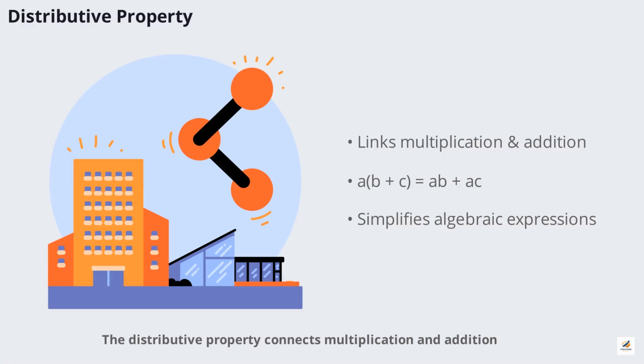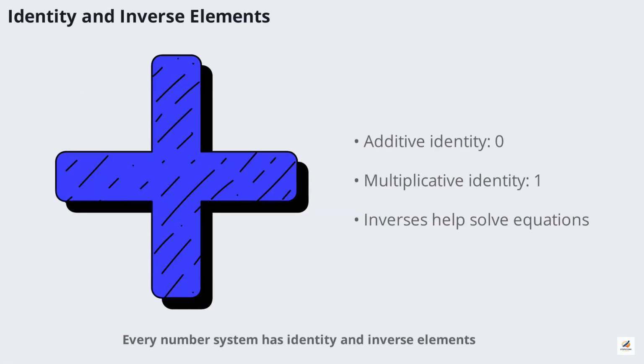Distributive property connects multiplication and addition. It states that multiplying a number by a sum is the same as multiplying each addend separately and then adding the results. The formula is a(b + c) equals ab plus ac. This property is essential for expanding expressions and simplifying equations in algebra. Every number system has identity and inverse elements.